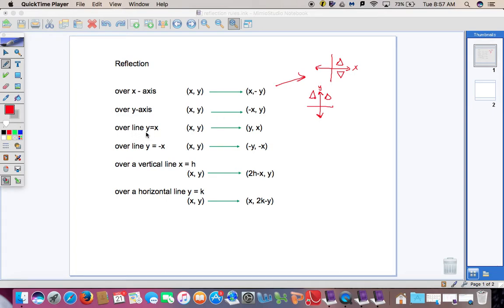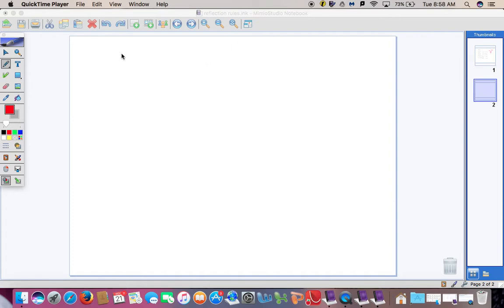So over the line of y equals x, you're going to follow this rule, but the one I want to concentrate on is over a vertical line. So if you're given over a vertical line, and you're given one of these on your worksheet, if we're told that we're reflecting over the line x equals -2, okay? And so because we know x equals h, by substitution we can say that h must equal -2.